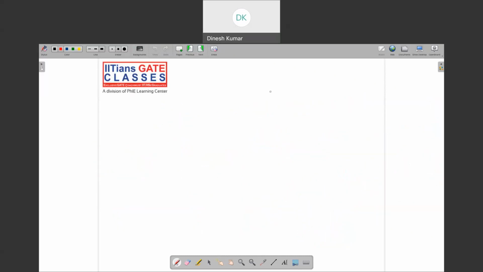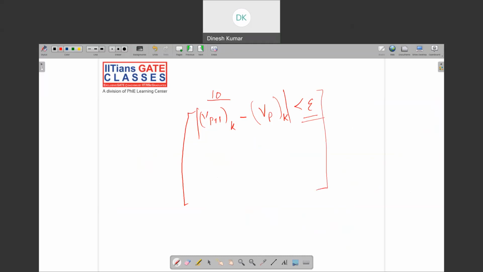So in all the buses, if there are 10 buses, then we have to find some pth iteration where V(p plus 1) for any bus k minus V(p) for any bus k should be less than some epsilon, and that epsilon will be 10 raised to minus 6 or 10 raised to minus 8. So the magnitude of this is very, very close. If between two iterations the values of the voltage for all the buses are coming very, very close, then we can stop the iteration. So here we will get the stopping criteria for all the voltages.